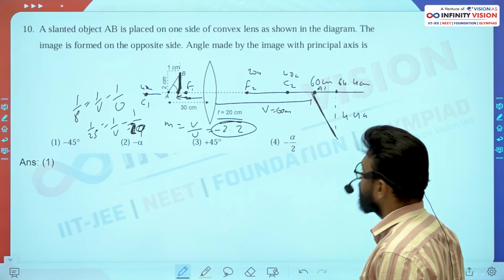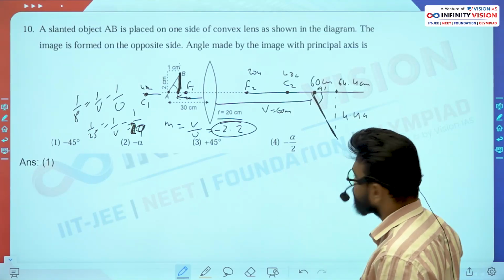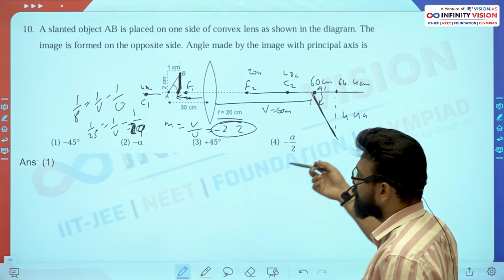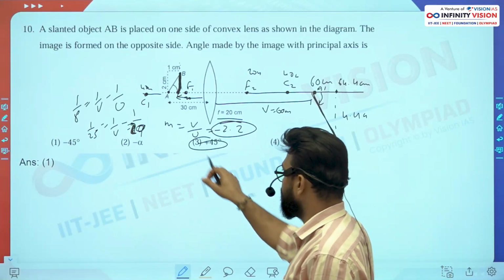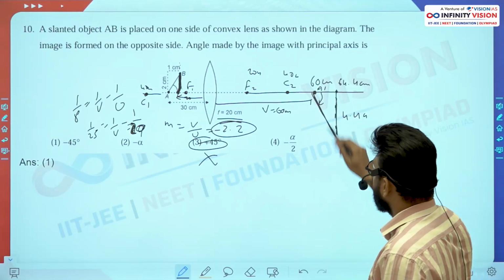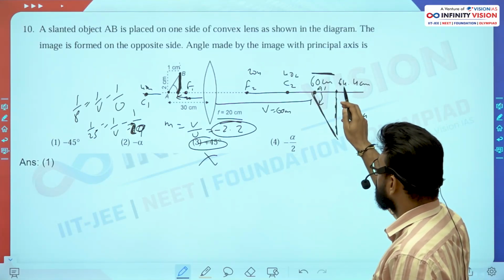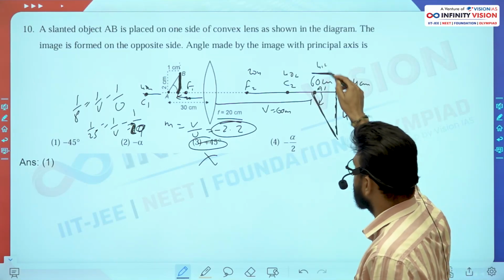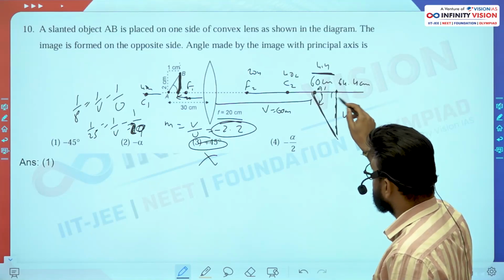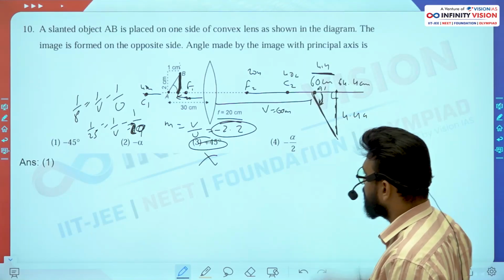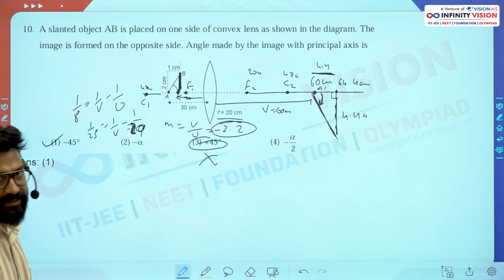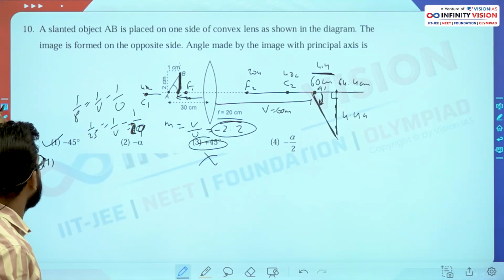Now you need to calculate this angle. Obviously, this angle has to be negative, so the option which is positive is incorrect. This is close to 4.4, and this is also close to 64.4, which is nothing but 4.4. So these two distances would almost be equal, and this is 90, so this would be close to minus 45 degree. So the first option is the correct option that you must get.